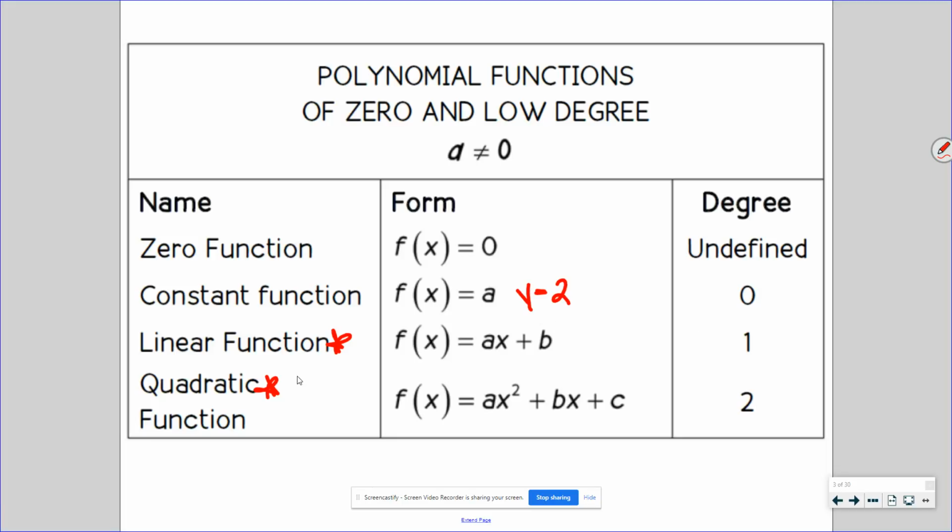A linear function is one where you have an x variable, but the power is only a 1, which is also the name for the degree. And a quadratic function, you guys know, is a parabola. All quadratic functions have a power of 2 as the highest exponent in the polynomial, which is also called the degree of that polynomial.